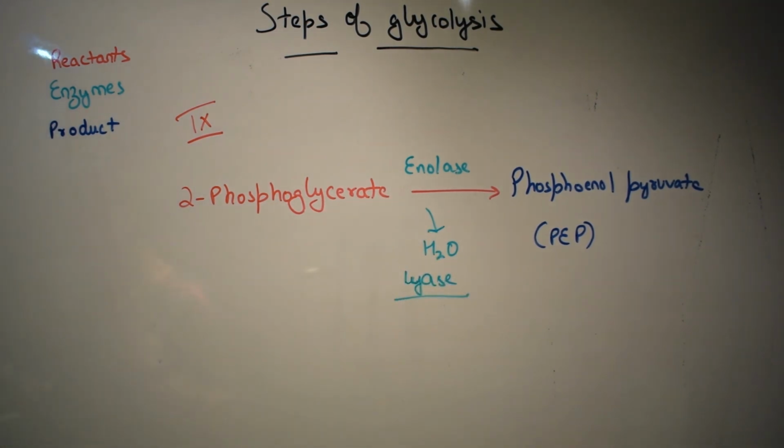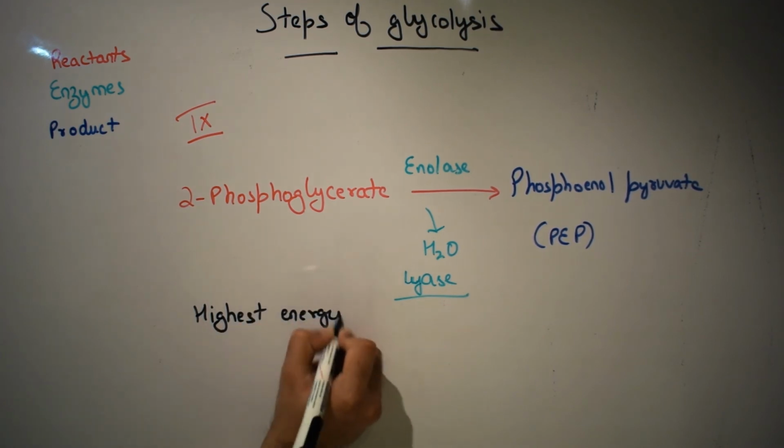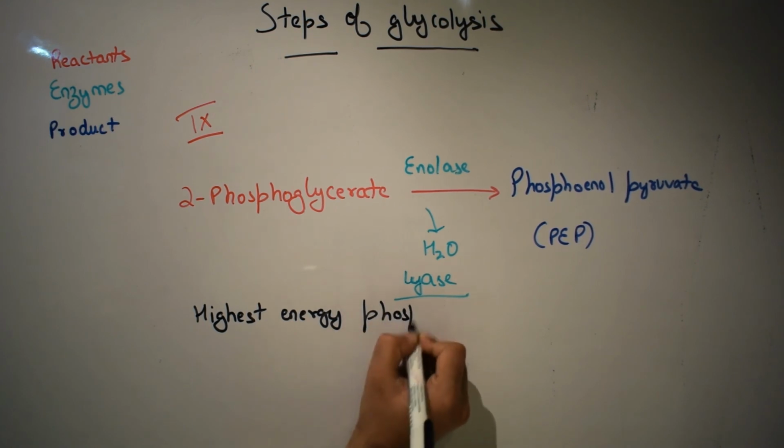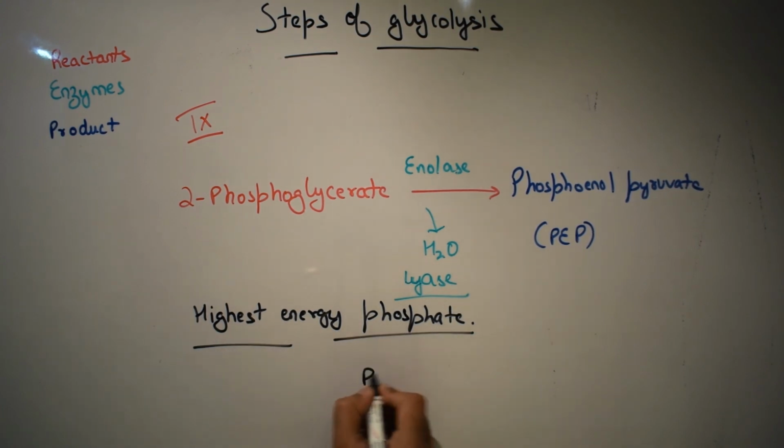The thing to note is why this step is necessary: the phosphoenol pyruvate has the highest energy phosphate in all of glycolysis. So this molecule has the highest energy phosphate. This is a very necessary step, and it leads to the formation of pyruvate in the last step, which is very essential. And the product pyruvate that is formed in glycolysis is also used up in the Krebs cycle, and that further leads to ETC and oxidative phosphorylation.